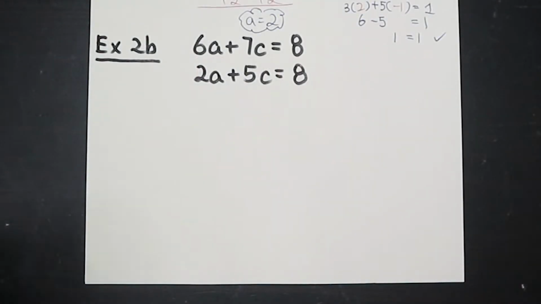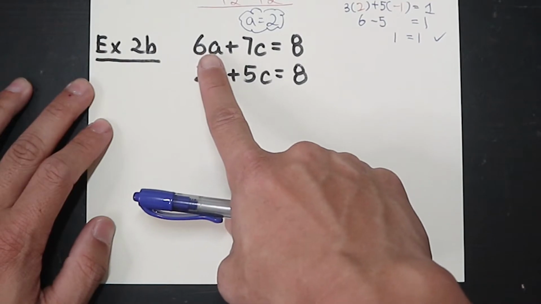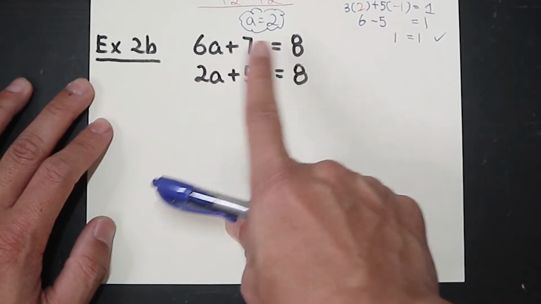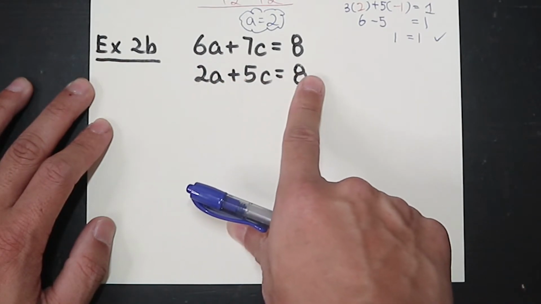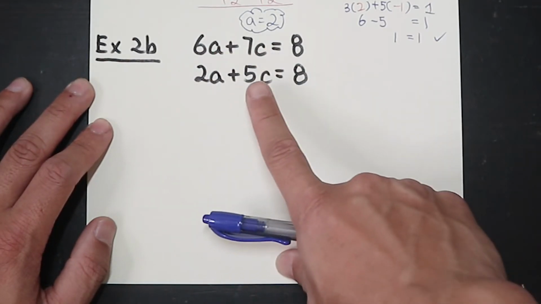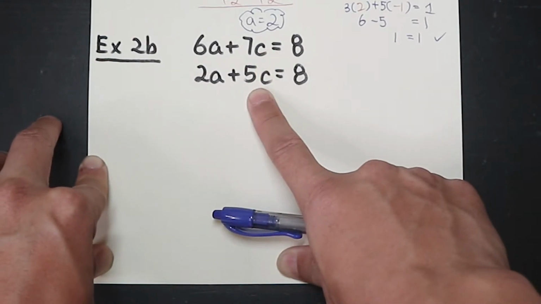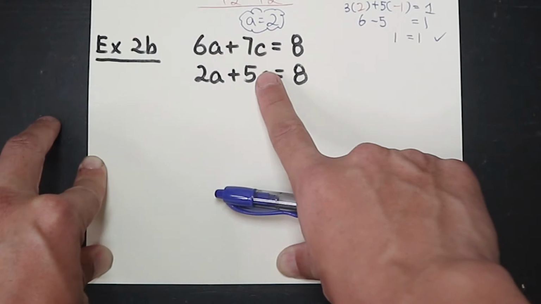In example 2b, you're going to do the same thing. So here, instead of a and b, it is a and c. So let's take a look. You have 6a plus 7c is equal to 8, and 2a plus 5c is equal to 8. Let's take a look at a and c. Can I have 5 multiplied by something to get 7? I don't think so, because 7 is not a multiple of 5.